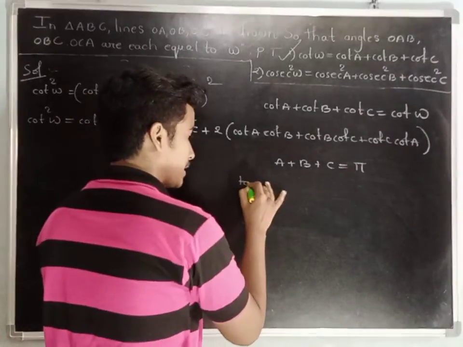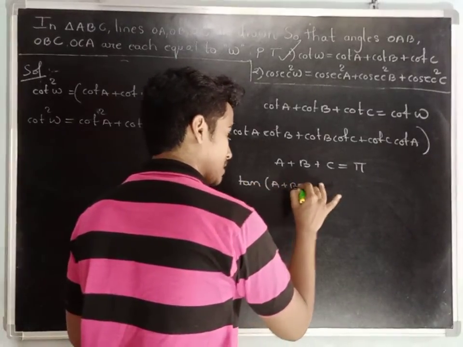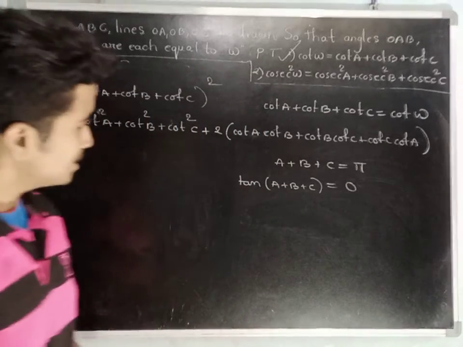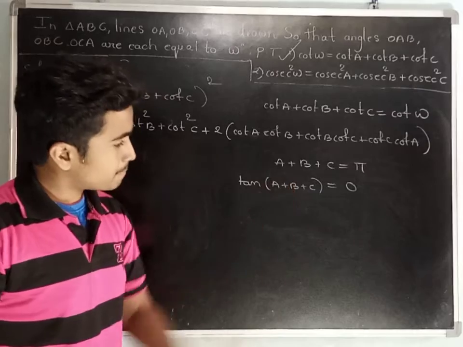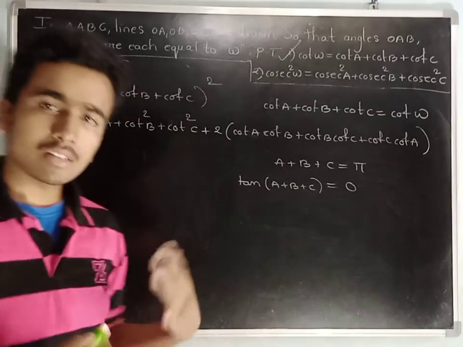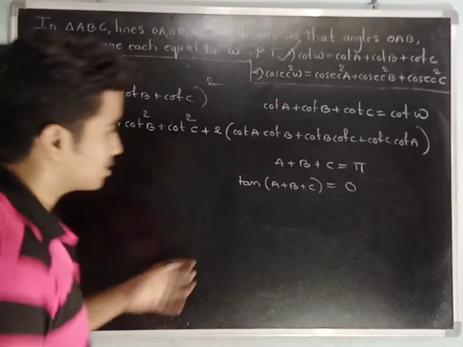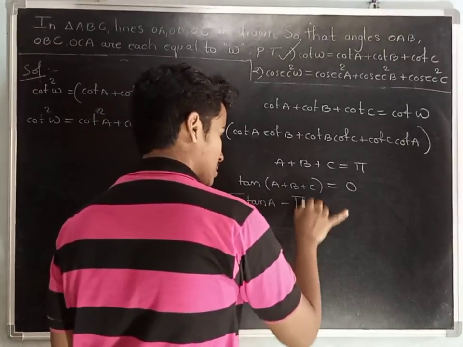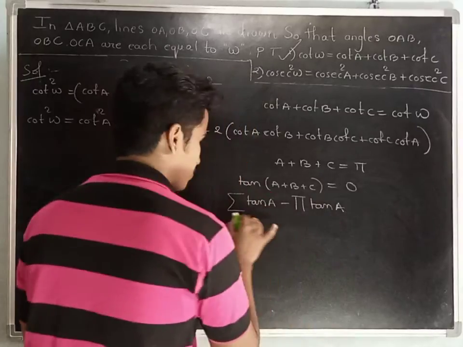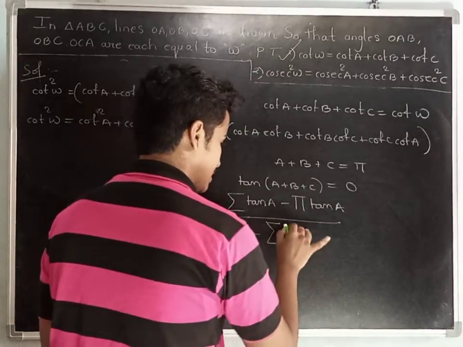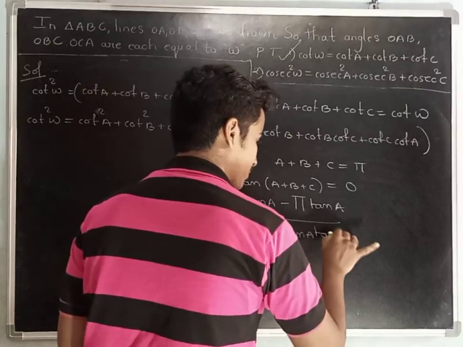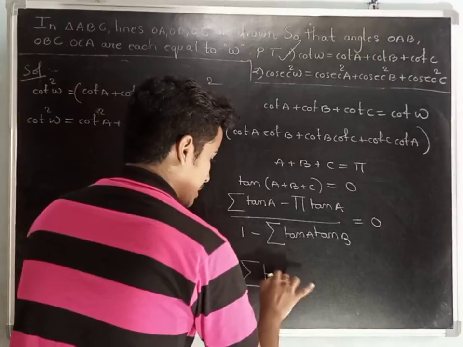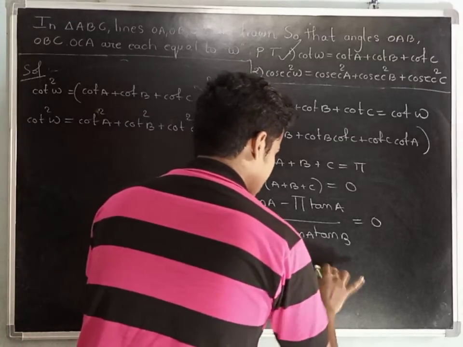Now let me apply tan on both sides. Tan of A plus B plus C is equal to tan pi, which is nothing but 0. Tan of A plus B plus C is equal to 0. When I apply the formula for tan of A plus B plus C, that was already learnt in trigonometry, which is nothing but sigma tan A minus pi tan A by 1 minus sigma tan A tan B, which is nothing but 0. So sigma tan A is equal to pi tan B.